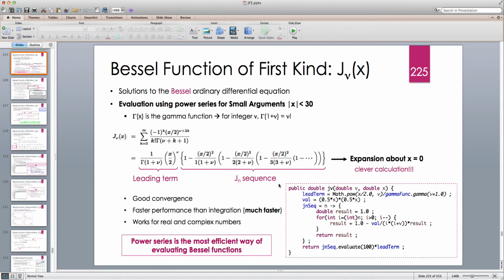Hello and welcome to another Java tutorial. In this tutorial, I'm going to continue our discussion on numerical evaluation of Bessel functions.